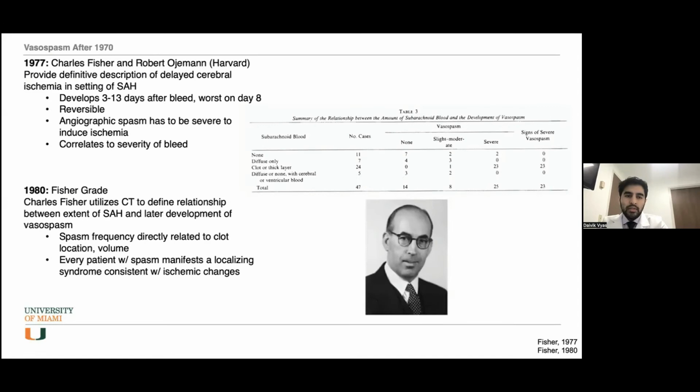And he utilizes printed CT scans to define the relationship between the extent of subarachnoid hemorrhage and the later development of vasospasm. So he, in that paper, posits the idea that spasm is frequently directly related to clot location and volume, and the distribution of ischemic events is going to correlate to where that clot was. He also notes that every patient at the time who had vasospasm manifested a localizing syndrome that was consistent with ischemia, either transient or, in its most severe cases, permanent.